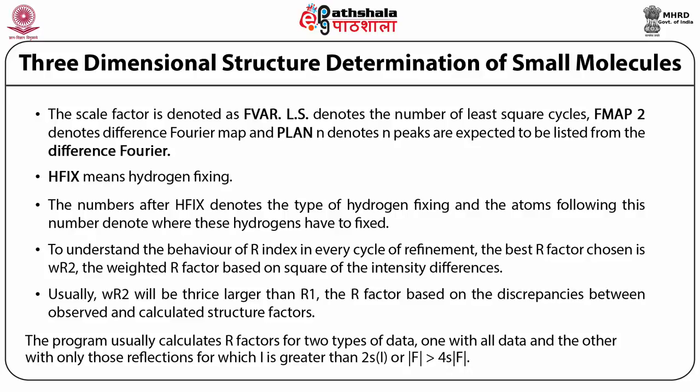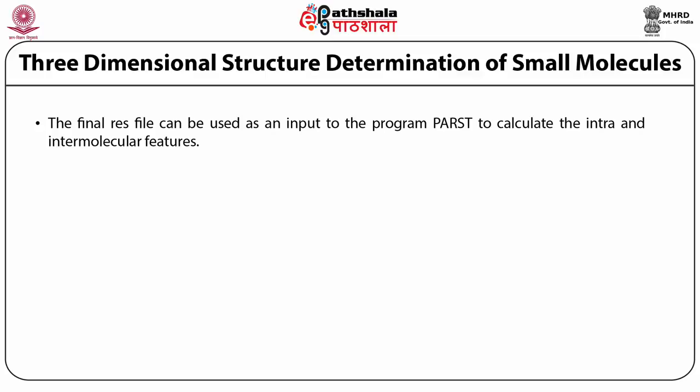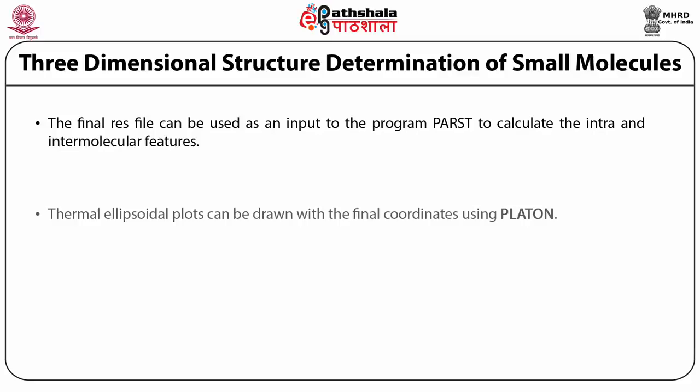Once you have everything done, the final result file can be used as input to the program written by Professor Nardelli called PARST to calculate the intermolecular features and intramolecular features. By intramolecular features, I mean bond lengths, bond angles, torsion angles. By intermolecular features, I mean hydrogen bonds between the symmetry related molecules and so on. Again, the final thermal plots can also be done using PLATON. With these results, one can submit the research findings as a publication to the crystallographic journals.